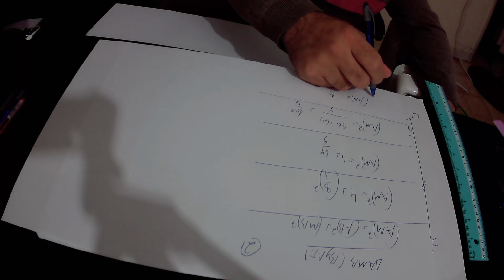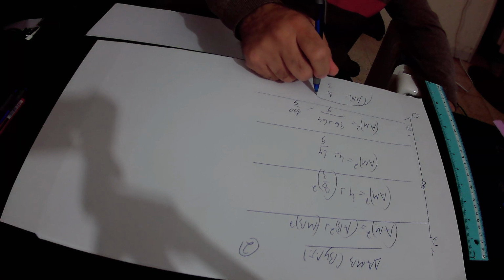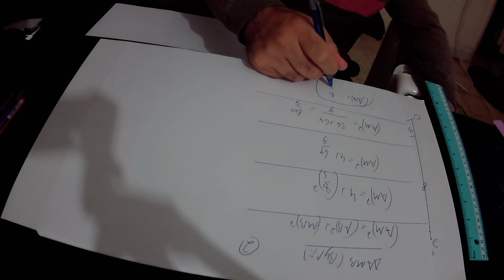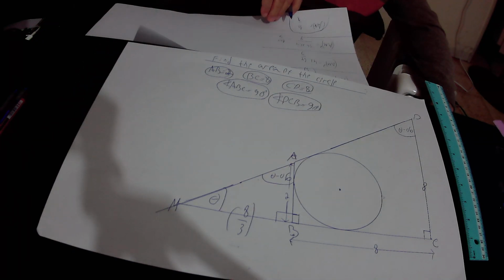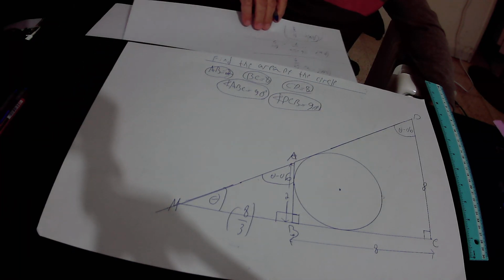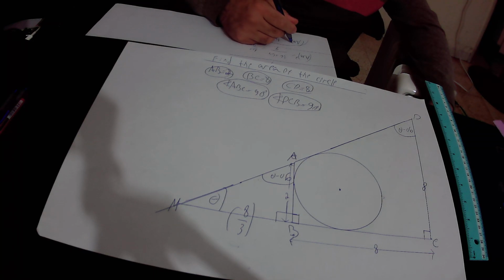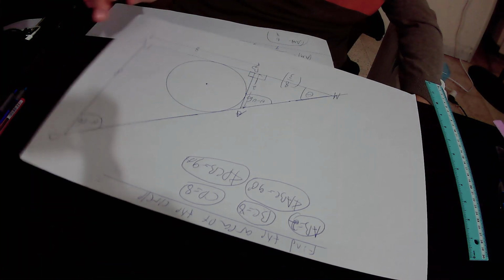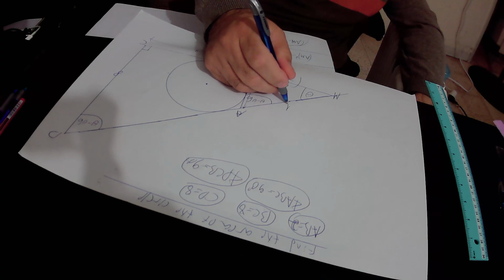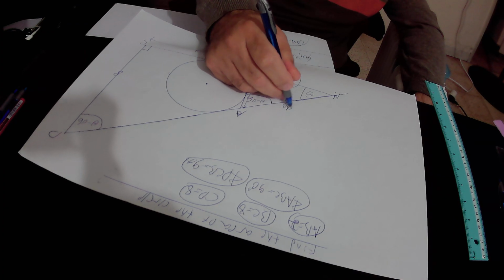So we found that AM equals 10 over 3. The hypotenuse AM equals 10 over 3 units.